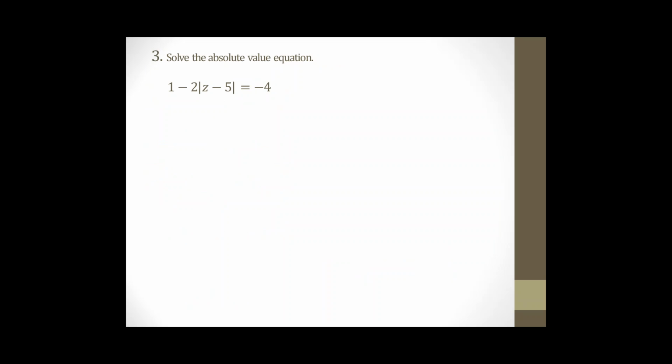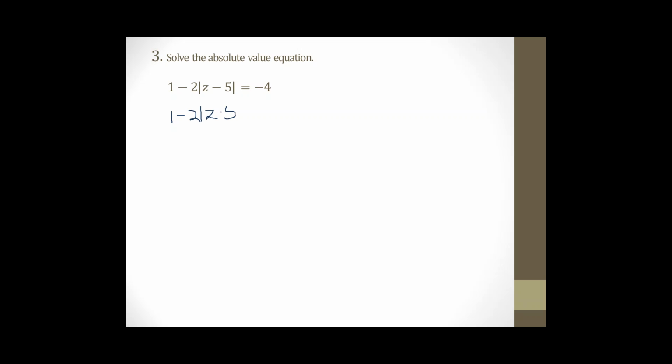Number 3 says solve the absolute value equation. So when we have an absolute value equation, we basically are going to have two different equations, because absolute value is the distance or the units on the number line in either direction. We're going to have two different statements.